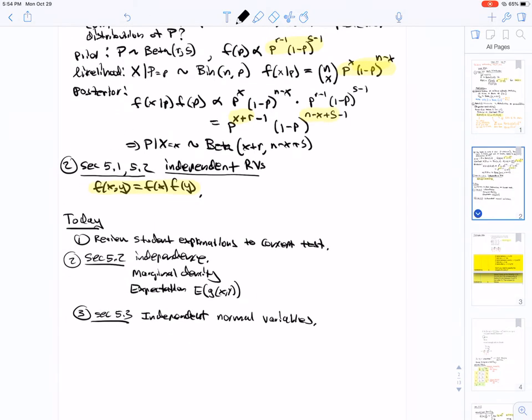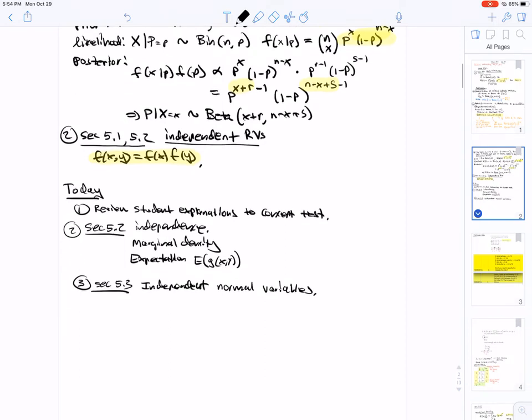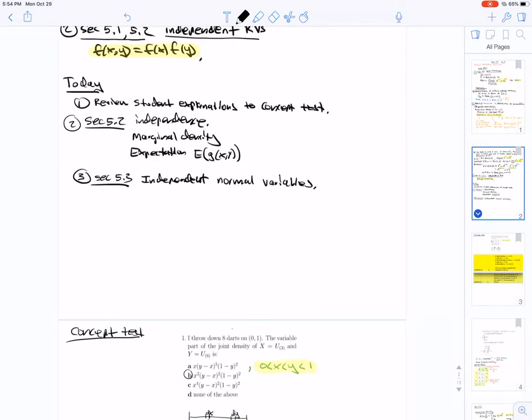We also talked about independent random variables last time, so the joint density factors into marginal densities. Today we'll review some student explanations from the concept test from last time, and then spend most of our time looking at examples of independence, marginal density, and expectation. Then we'll very briefly get started on independent normal variables and do that next time.